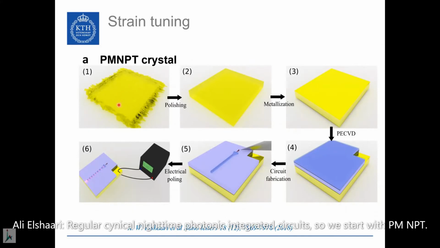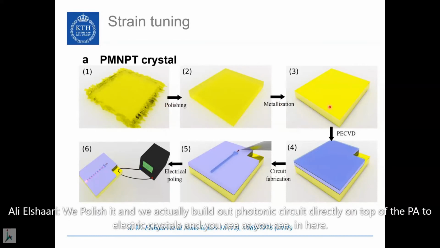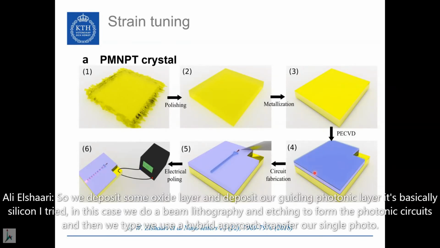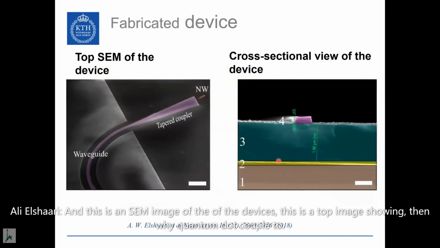So we start with PMN-PT, we polish it, and we build our photonic circuit directly on top of the piezoelectric crystals, as you see in here. So we deposit some oxide layer, deposit our guiding photonic layer. It's basically silicon nitride in this case. We do E-beam lithography and etching to form the photonic circuits, and then we use a hybrid approach to transfer our single photon emitters. And this is an SEM image of the devices.